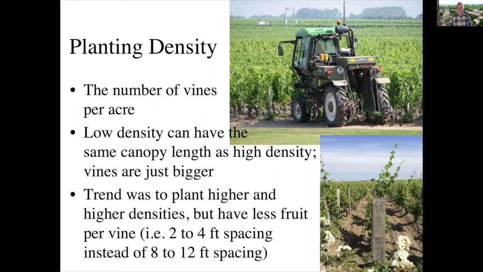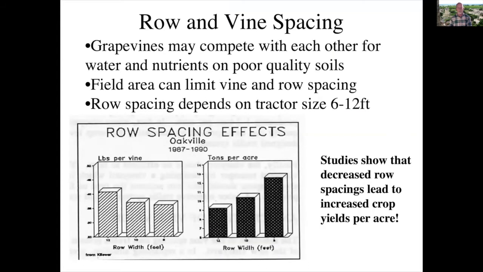It used to be, and if you still go around in some places in the Central Valley of California, you can find vines that are 8 to 12 foot spacings, much larger vines. So row and vine spacing. Grapevines compete with each other for water and nutrients, particularly on poor quality soils. The deeper and richer soils, you could get closer and closer planting densities because there is less competition for the resources. There are more resources that are available.